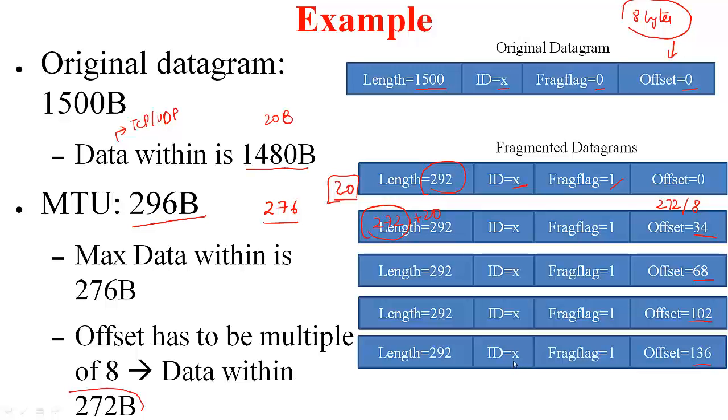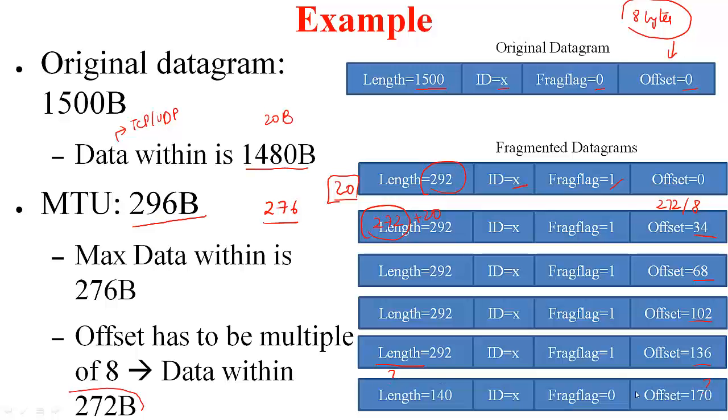Now the last fragment, which is the sixth fragment, what do you think the length field will be? And what will this offset be? The 5 fragments, the way we calculated them, should give you a good idea of how to determine what these values are for the 6th fragment. It's rather a simple calculation.